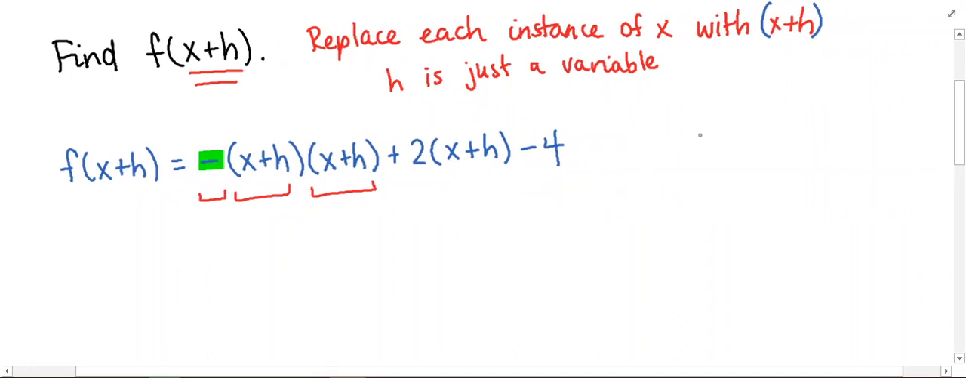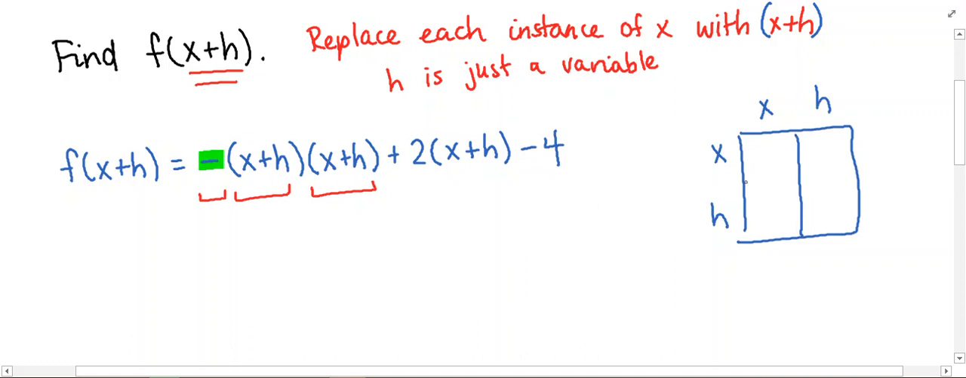So I'm going to go out to the side and make my box to multiply x plus h times x plus h. All of the pieces are positive, so we don't need any negative signs here. Make your 4 boxes here. Each pair has to get multiplied together. Remember, everything's a variable here.